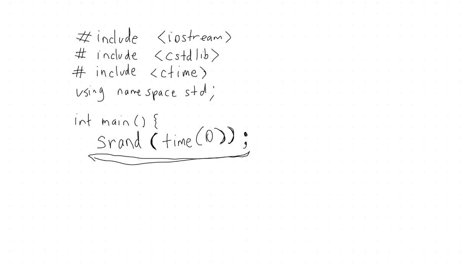But basically what this does is, when you're passing in the time 0 function, it gives you how many seconds have passed between a certain date and the second that you run the program. So if you're quick enough, it'll give you the same second between your runs, but usually it'll generate a different number because time is always passing.